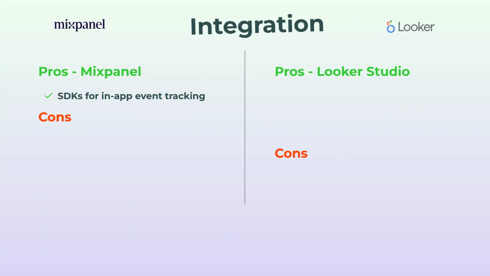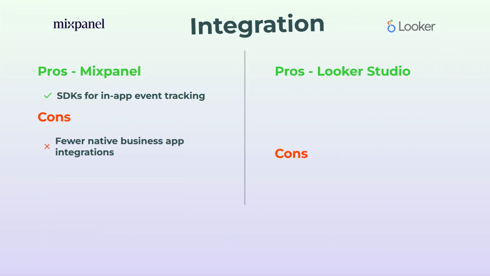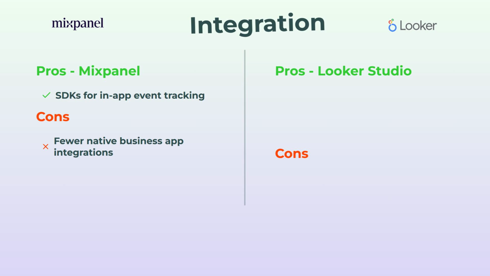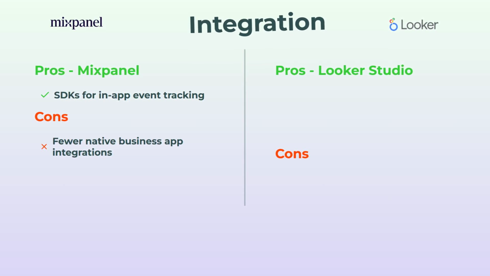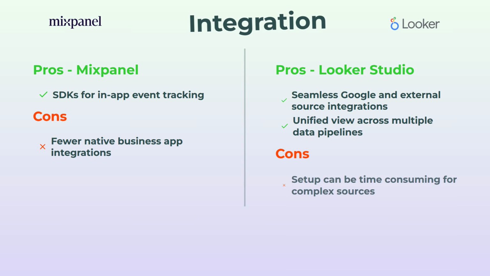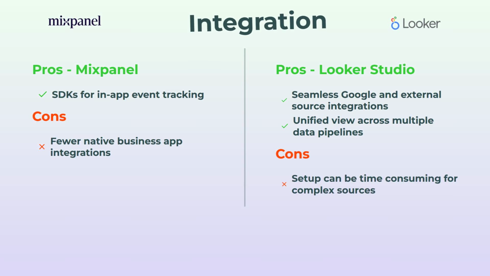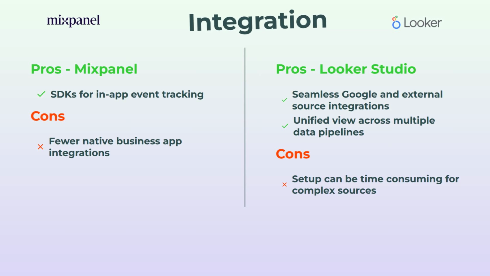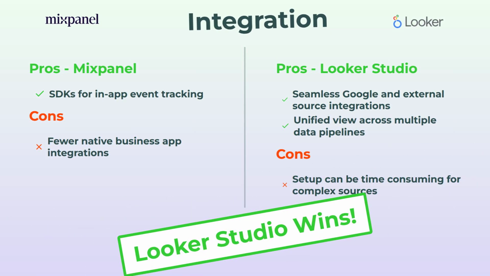Integration. If you're building apps, Mixpanel does a nice job with SDKs for easy in-app event tracking. But when it comes to plugging into all your business apps, it's a bit limited, honestly. Looker Studio absolutely crushes here. It hooks up to all your Google stuff, external sources, and even gives you a unified view across tons of data pipelines. The one caveat, the initial setup can be kinda slow and picky for really complex sources. But Looker Studio wins this category too.